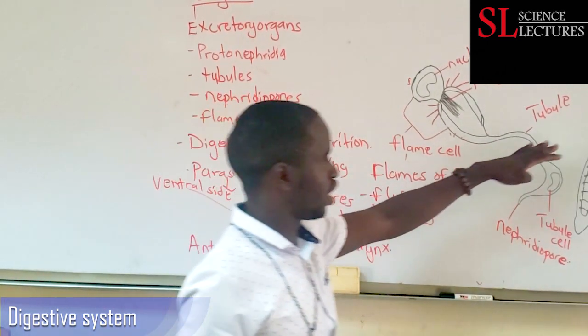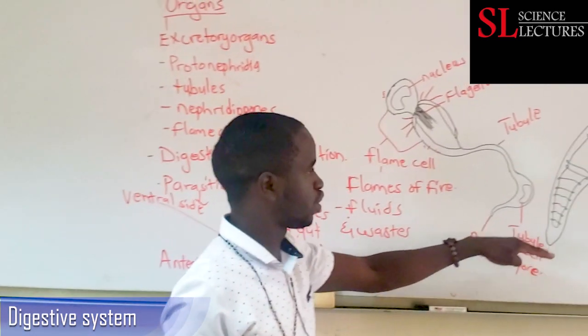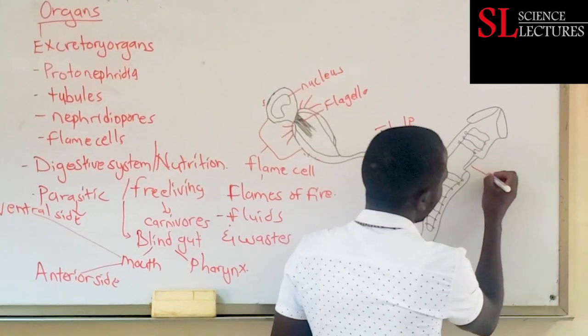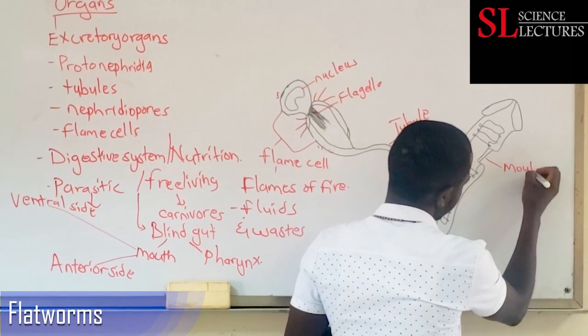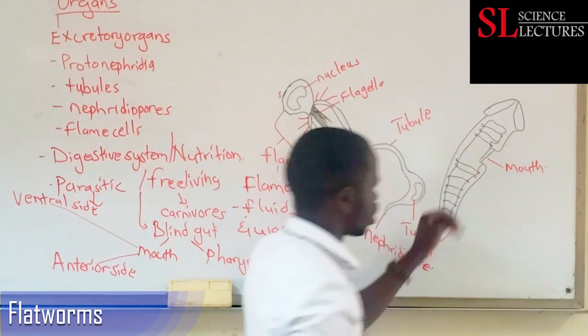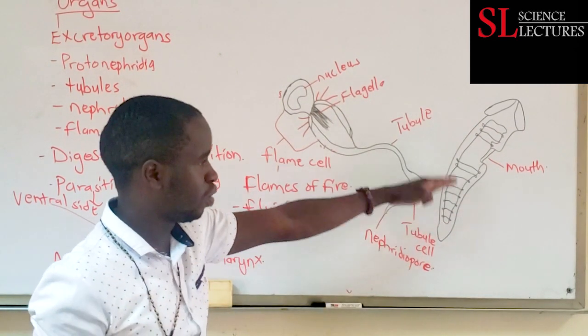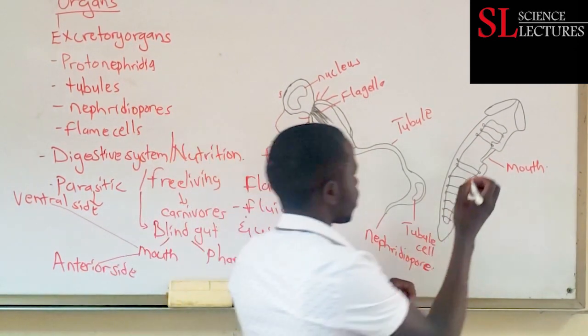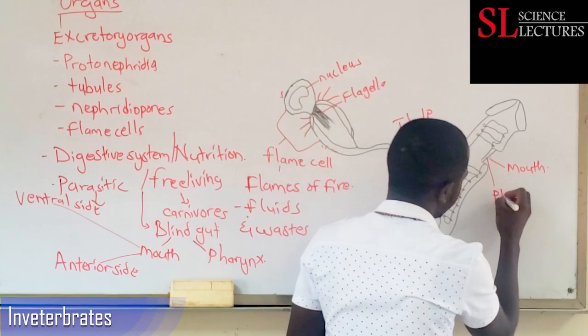So what you have here tries to depict it very well. This is the mouth. It is located on the ventral side, over on the ventral axis. And what you have inside here is the pharynx.